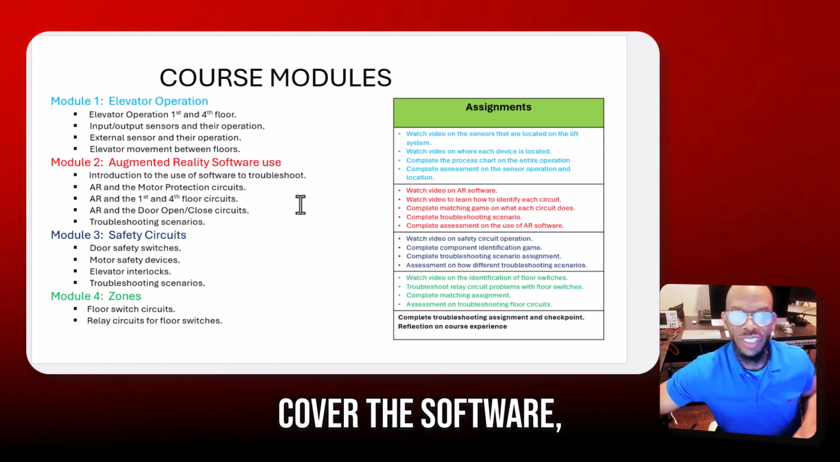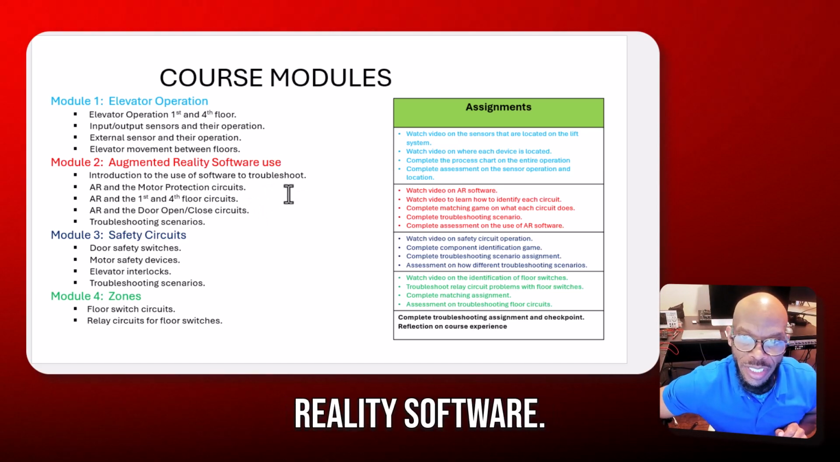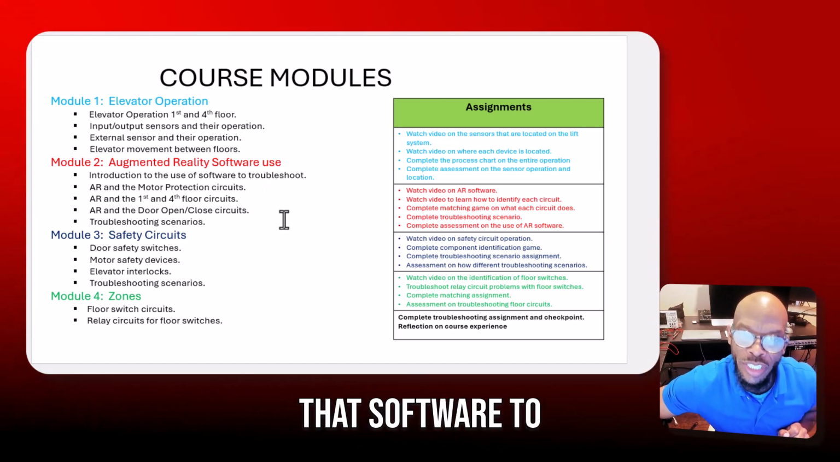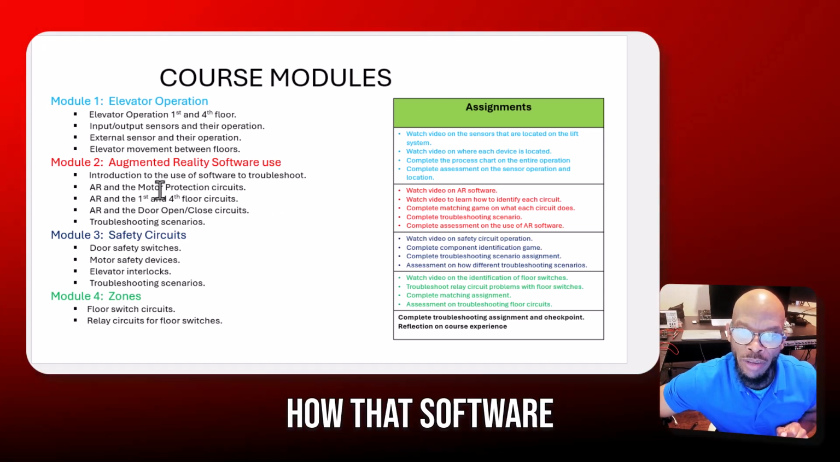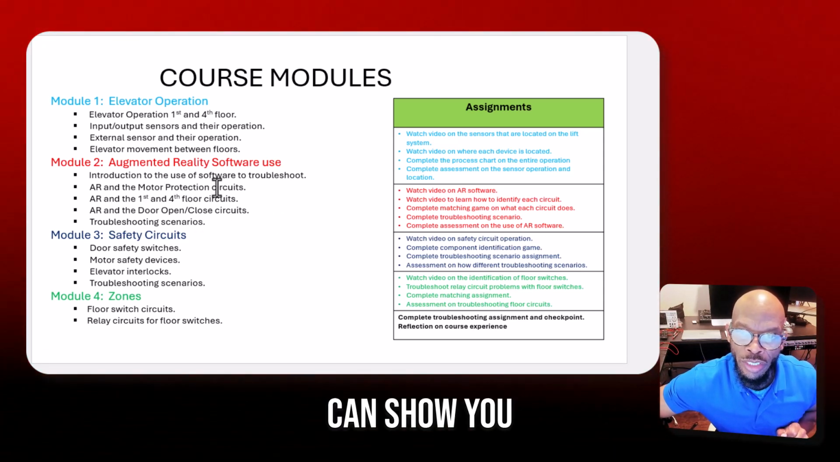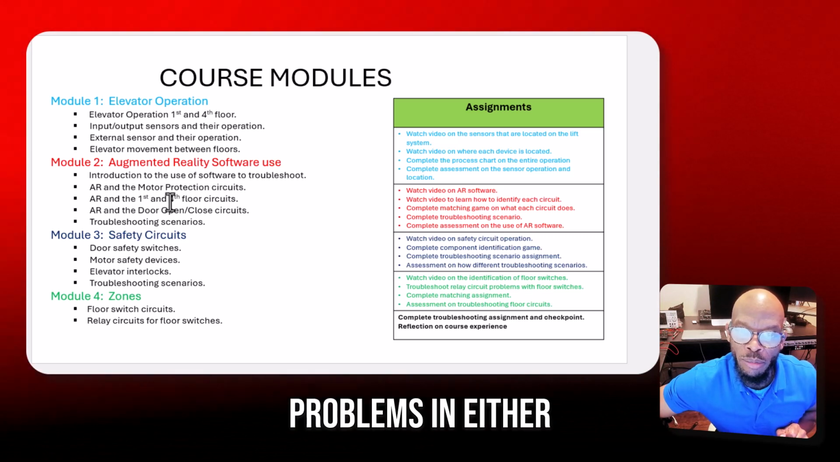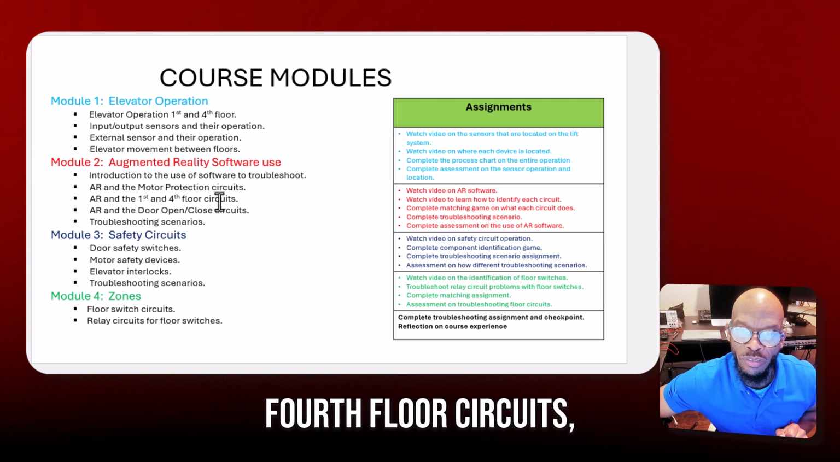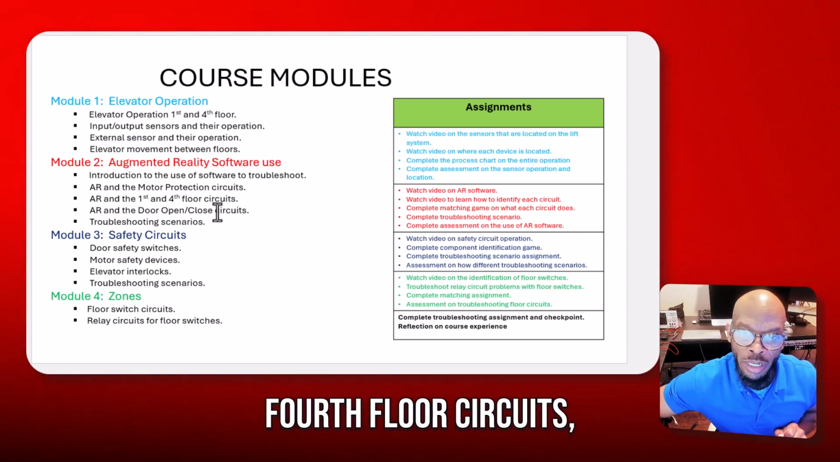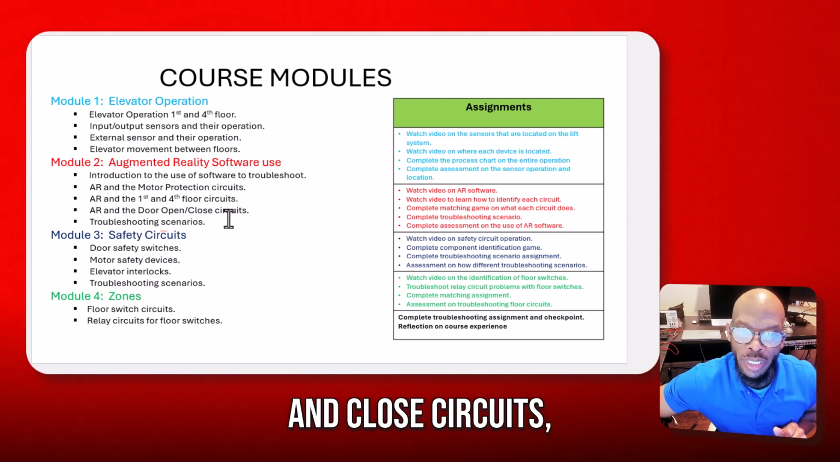Next, we're going to cover the software, which is augmented reality software. We're going to show you how to use that software to troubleshoot different devices, and then we're going to show you how that software can show you problems in either one of these circuits, whether it's the motor protection circuit, the first and fourth floor circuits, the door open and close circuits, etc.